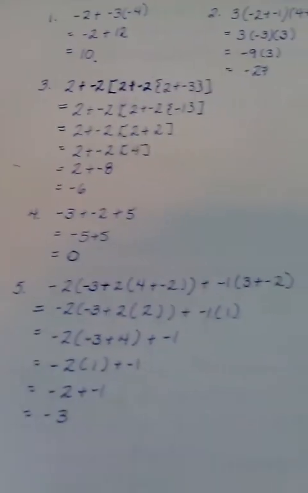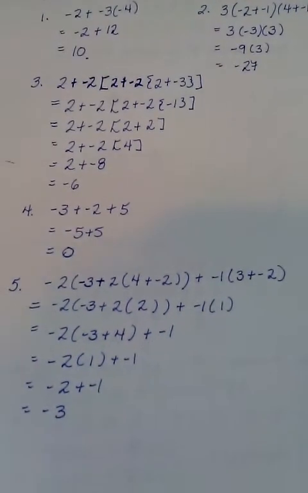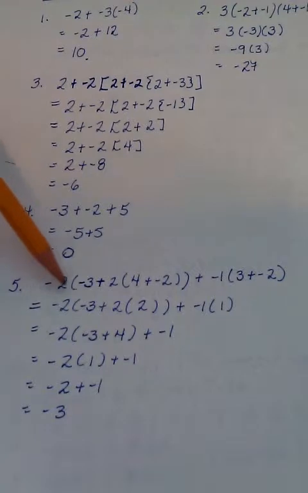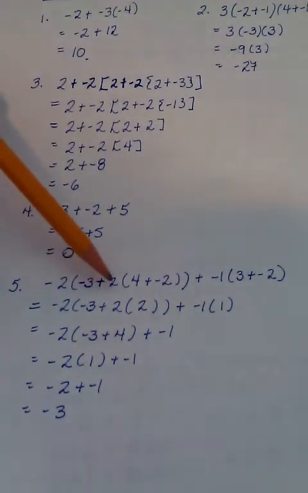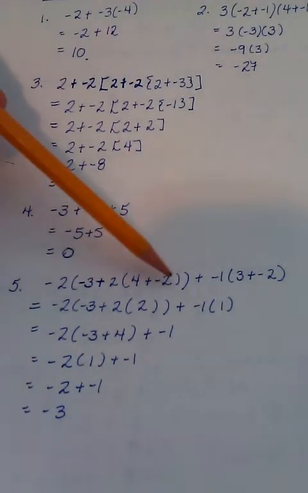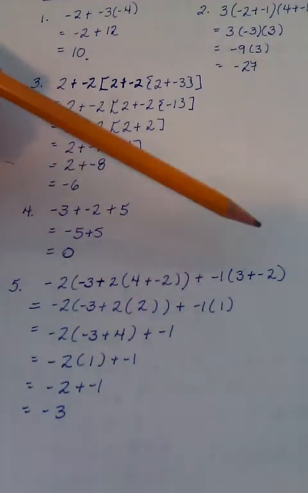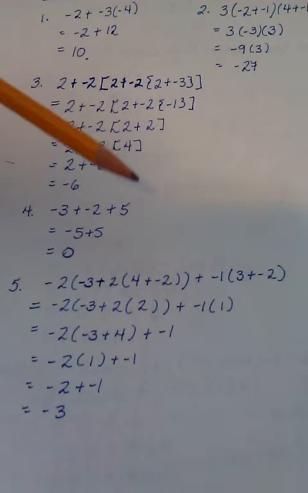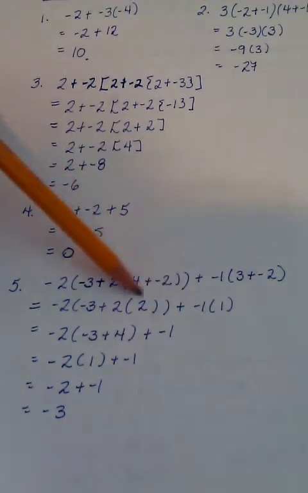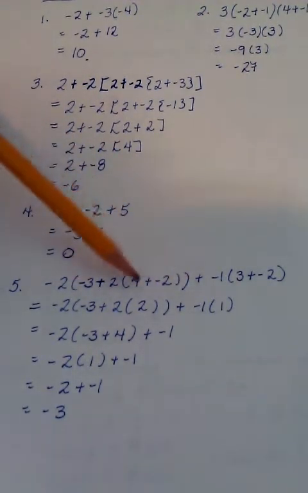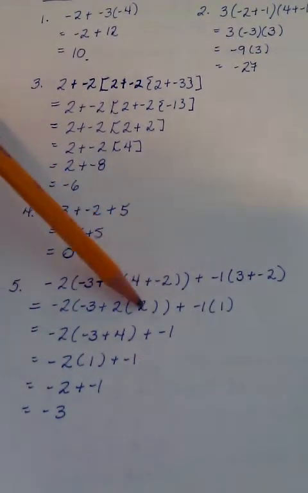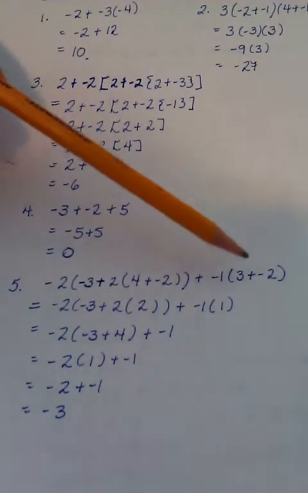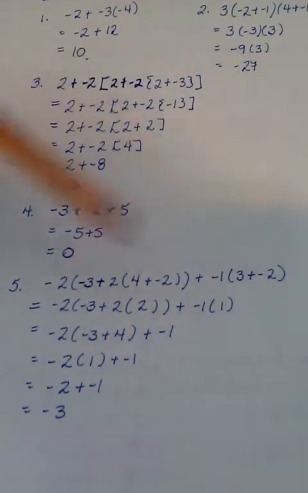Okay, next problem looks like this. If I have negative 2 parentheses negative 3 plus 2 times 4 plus negative 2 parenthesis plus negative 1 parenthesis 3 plus negative 2. Alright, I am going to start by looking at what's inside the parentheses. So right here I have these parentheses and these. I'm going to go ahead and go 4 plus negative 2. That gives me 2. And I can look at this parenthesis over here. 3 plus negative 2 gives me a 1.